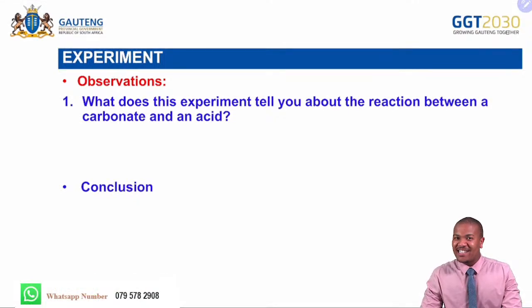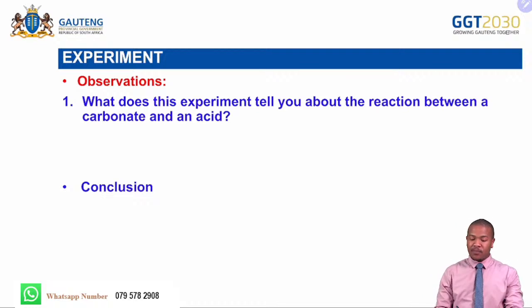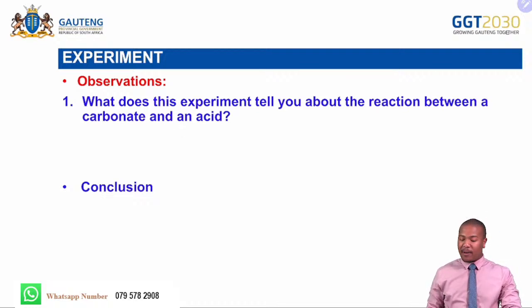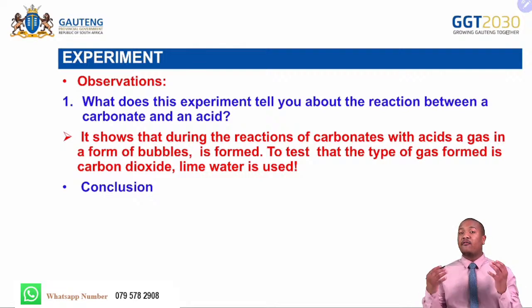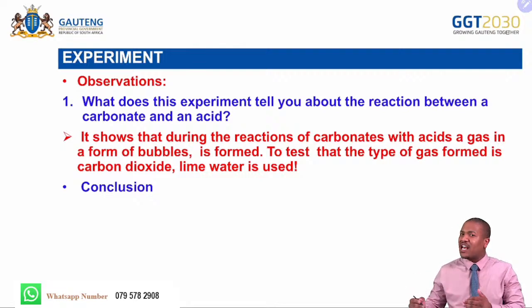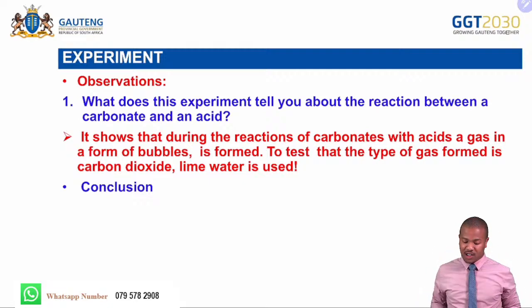Welcome back, grade 9s. Now I hope you were able to write down the observations, right? Observation number 1, you needed to tell us what does this experiment tell you about the reaction between a carbonate and an acid? Your answer should be along these lines, right? It shows that during the reactions of carbonates with acids, a gas in a form of bubbles forms, right? And you did see that, right? When the acid and the bicarbonate of soda were bubbling up, right?